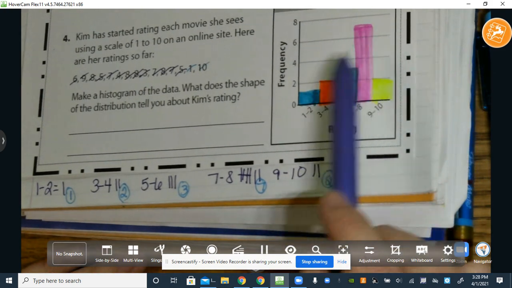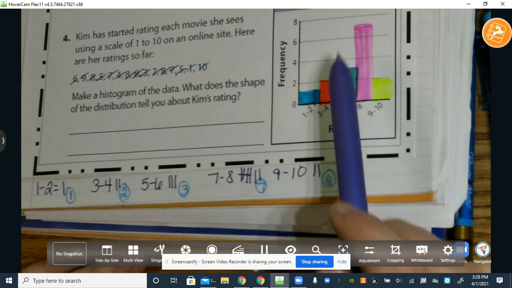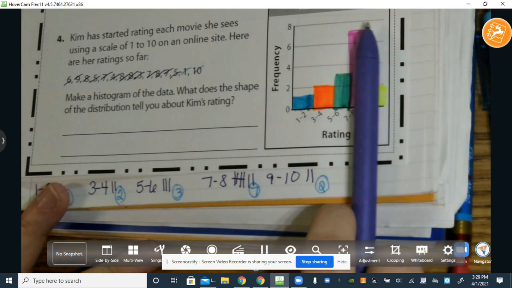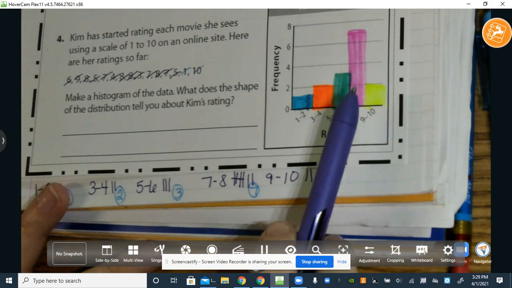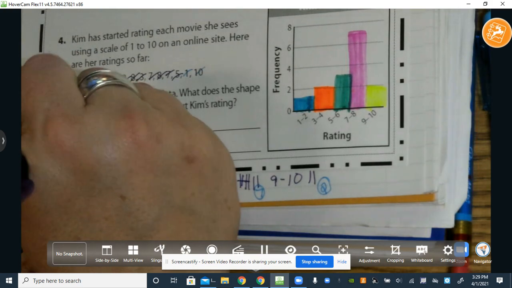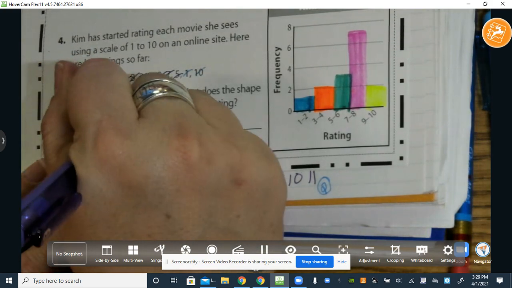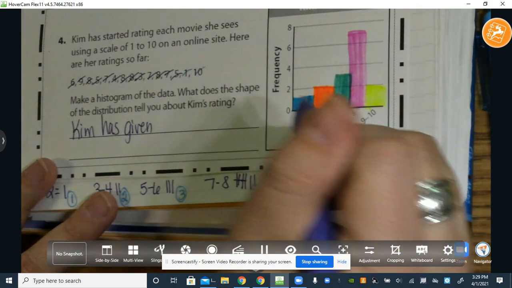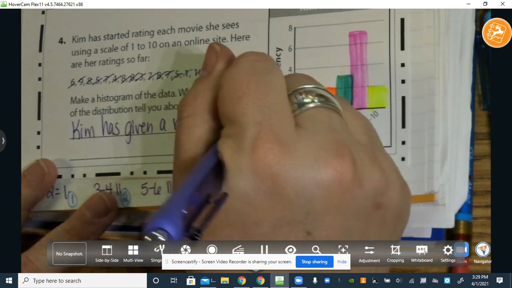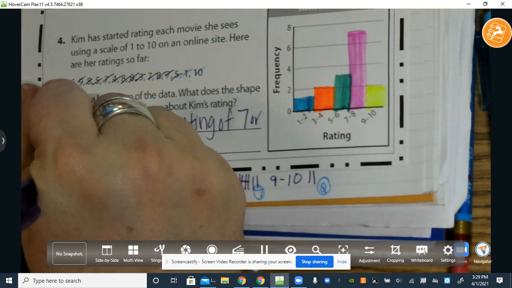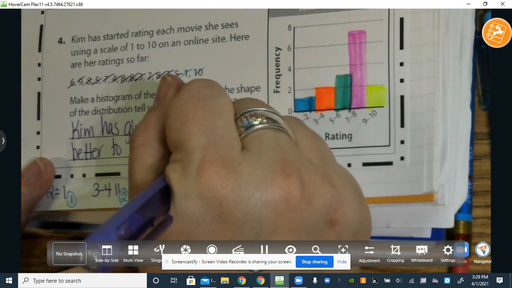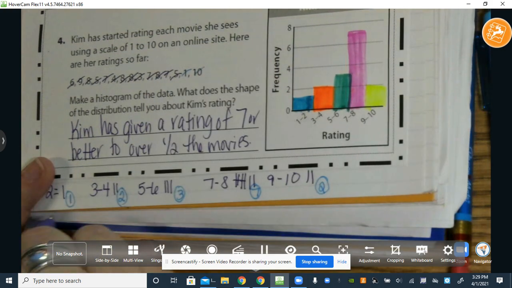So if we look at the shape, it kind of goes skewed to the left, meaning that more data is on the right, meaning that she's giving a higher rating to over half of the movies that she's seen. So we can say that Kim has given a rating of 7 or better to over half the movies. Okay.